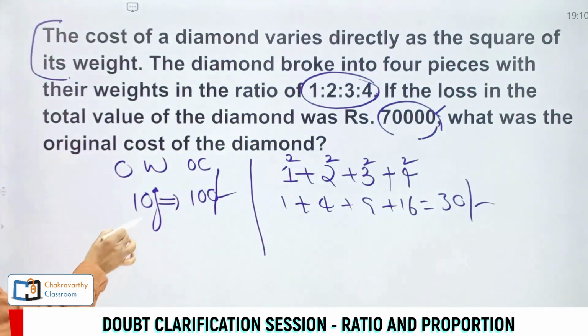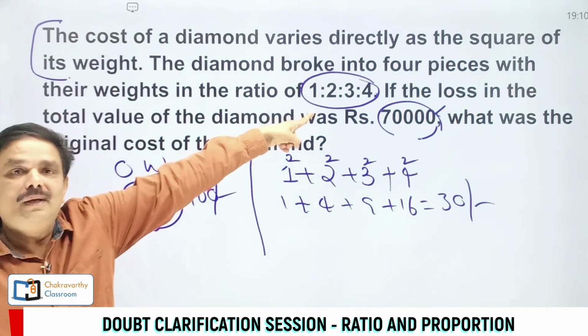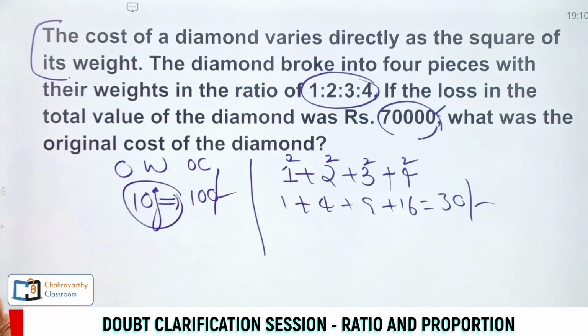Alright, now the original weight I have taken as 10 grams. Why 10 grams? I have added up all these 4 so that it would be convenient for me. If you want, you can take 20, 30, 40, 100,000, that's up to you. Now here, when the weight is 10, cost is 10 square, 100.